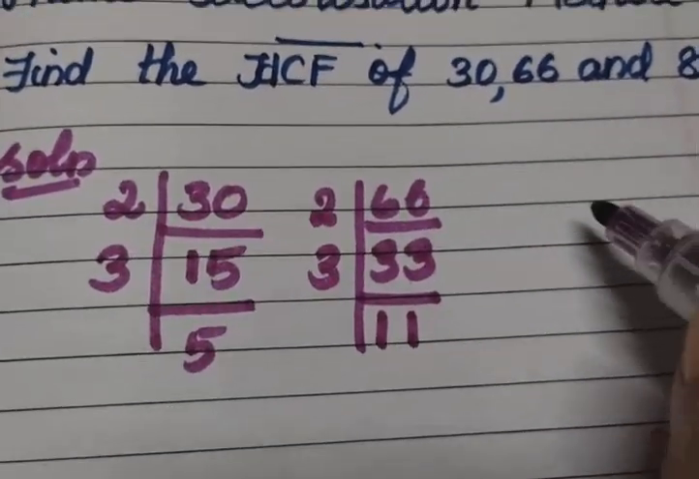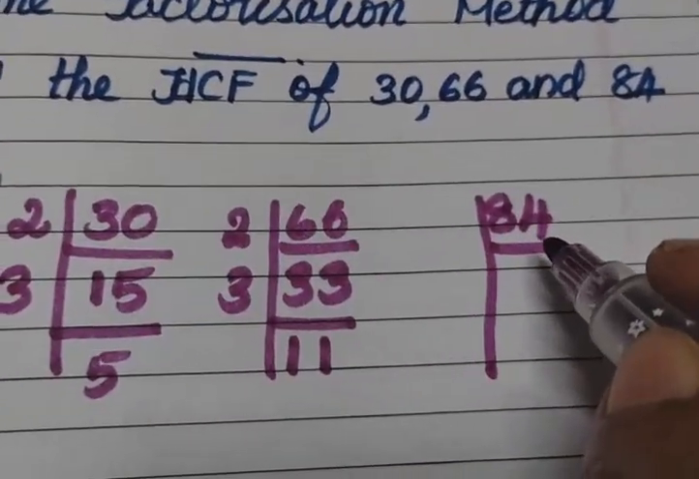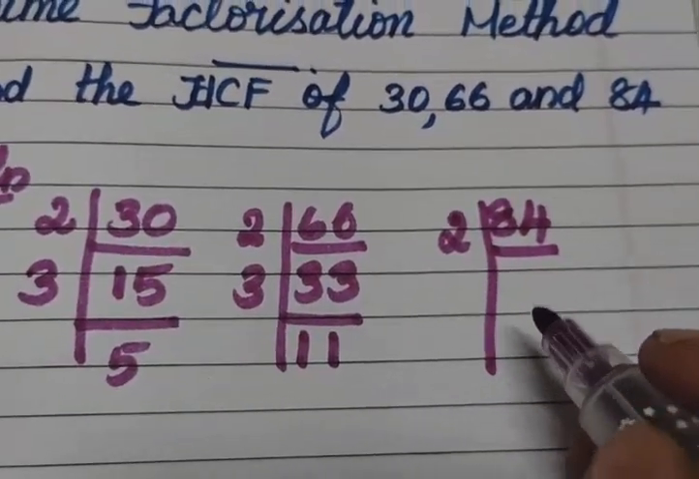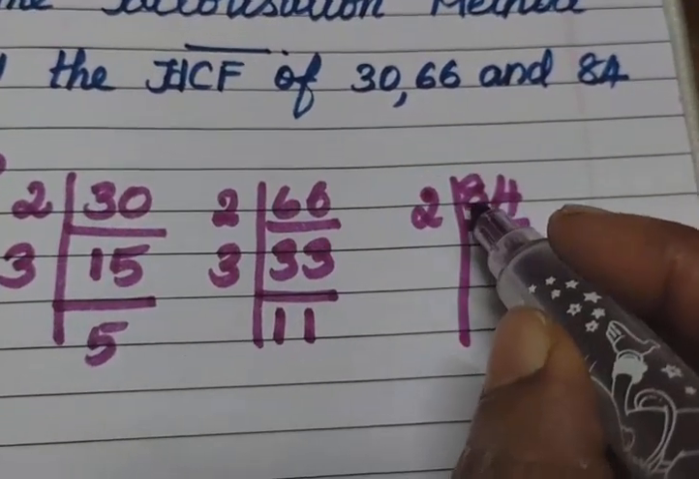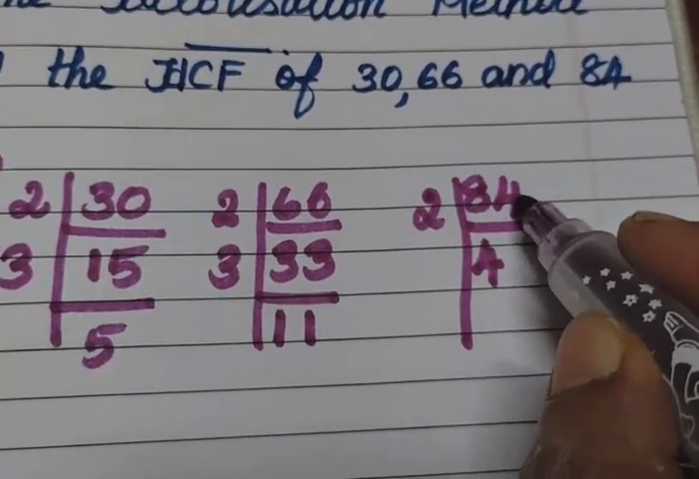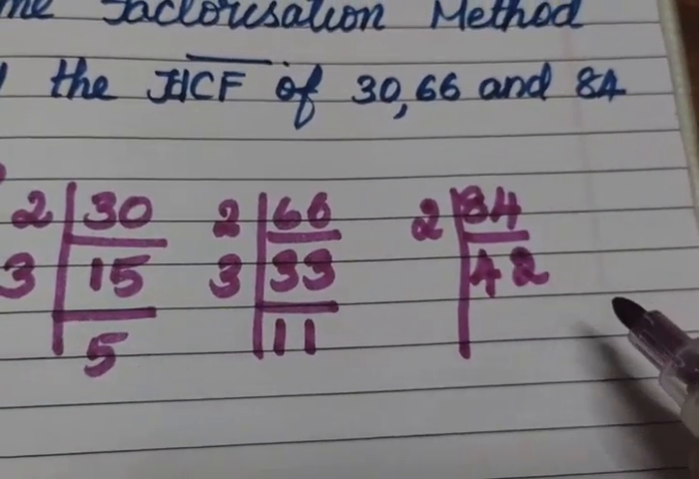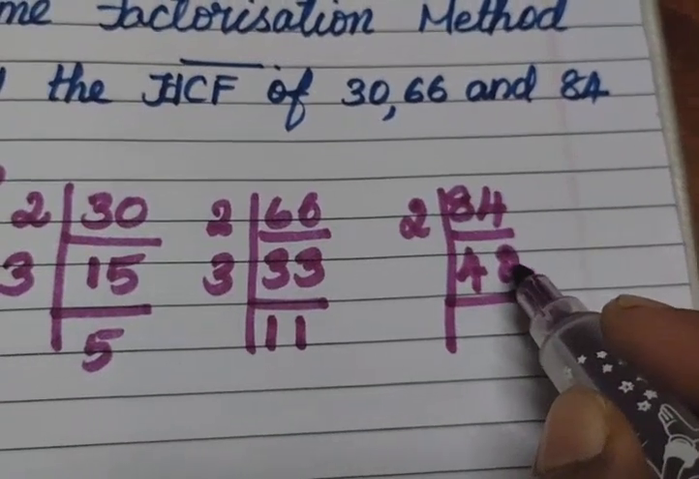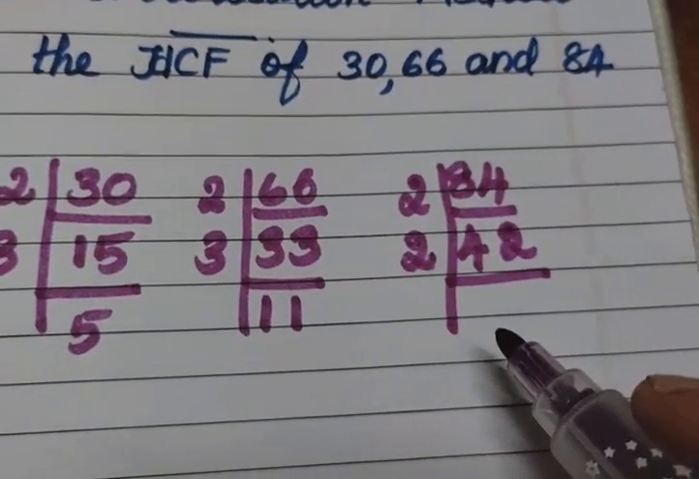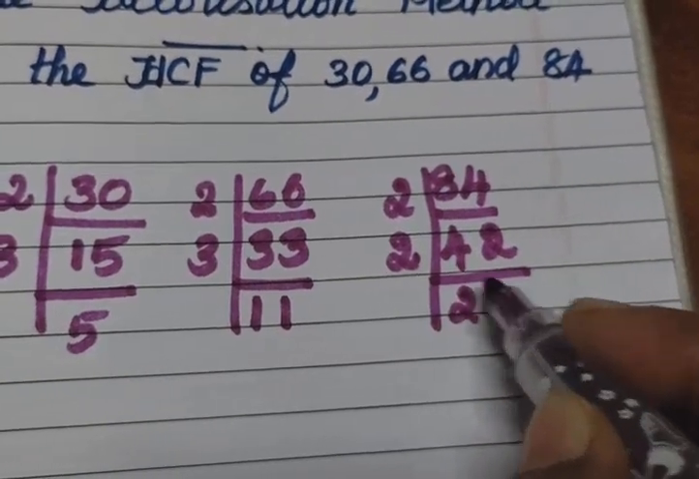Understood? Next given number is 84. In 84 the ones place is 4, so it's an even number and we can use the even prime number 2. How many 2s are there in 8? 4 2s are 8, no remainder. Then next number is 4. How many 2s are there in 4? 2 2s are 4. Now again the ones place is 2, an even number, so we can use 2. 2 2s are 4, no remainder. Then 1 2 is 2.